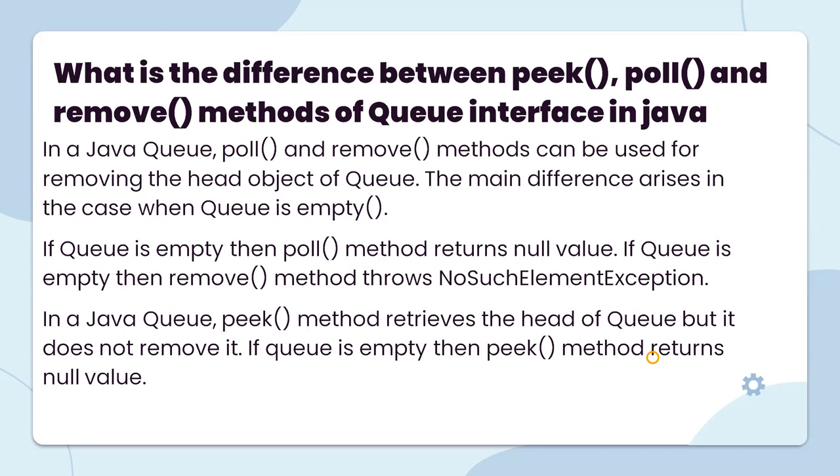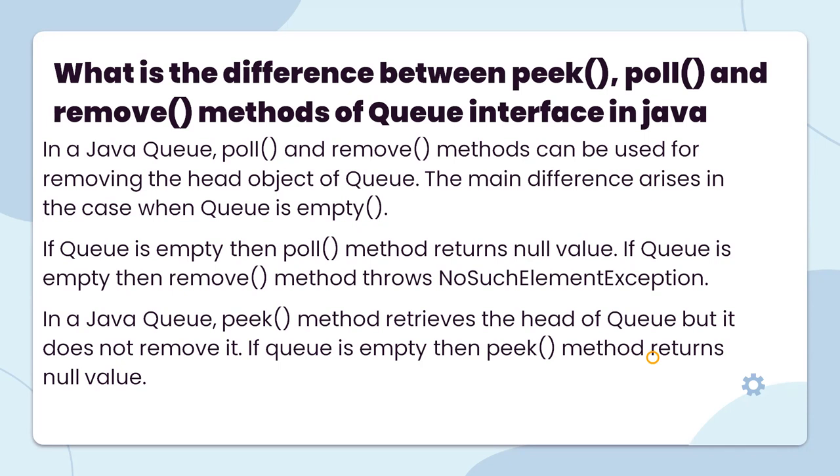What is the difference between peek, poll and remove methods of the Queue interface in Java? Three methods: peek, poll and remove. The main difference: in Java queue, poll and remove methods can be used to remove the head object of a queue. Head means first. The main difference is in the case when the queue is empty. If the queue is empty, the poll method returns a null value. If the queue is empty, then the remove method throws NoSuchElementException. This is the difference. Okay?